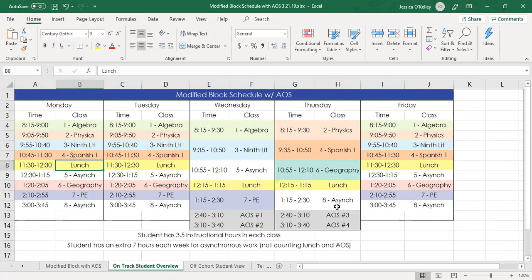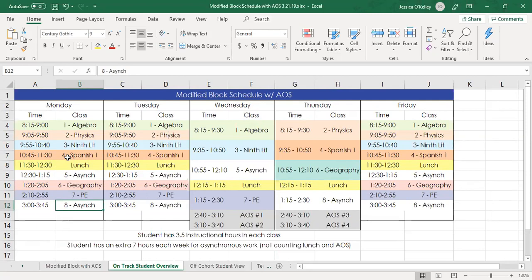Then every kiddo has a lunch break. 5th period, they don't have anything. That's asynchronous learning time for them. 6th period is their geography class. That's just their freshman social studies. 7th period, they have PE. So you see they've got their 2 electives. And then 8th period is an asynchronous learning time for them.